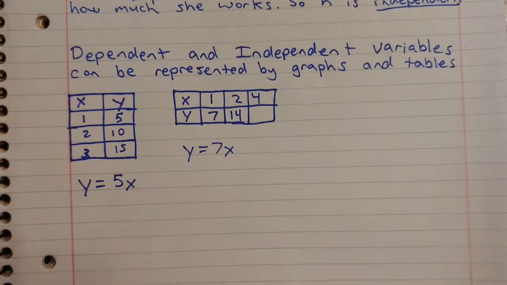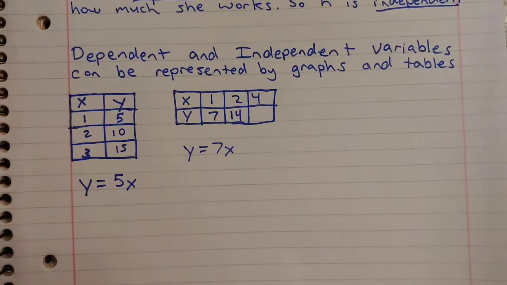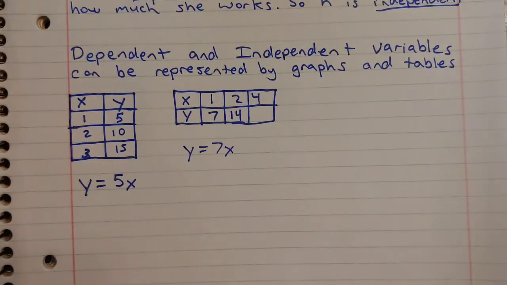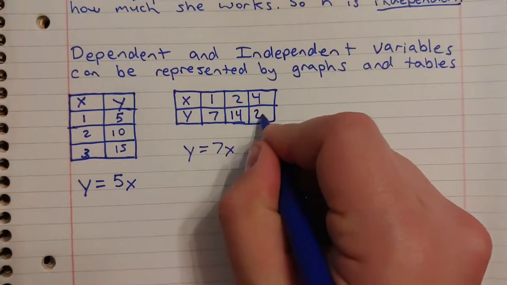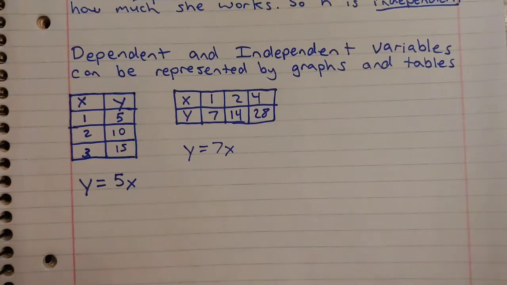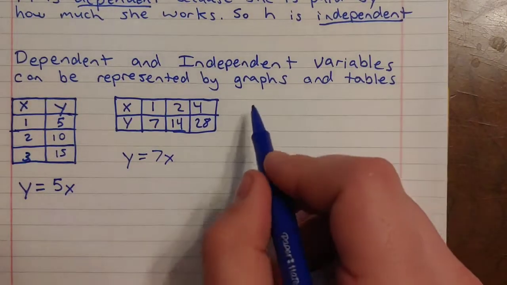My next number I have here is 4. All works just the same way. So 4 times 7 is what? 28. Okay? So these are tables. We can also do this with a graph.